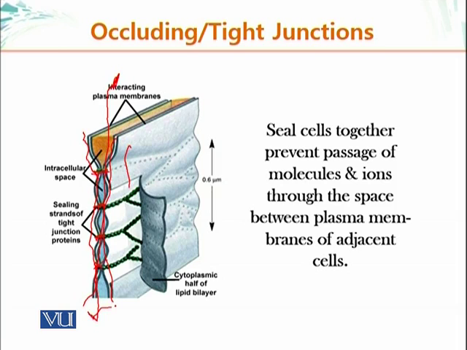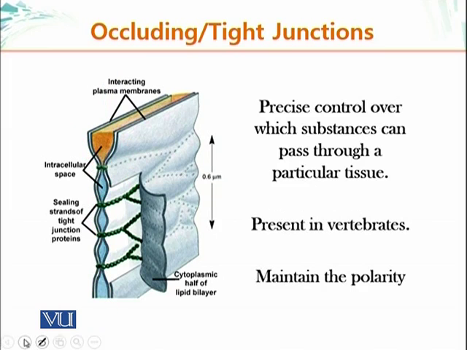These junctions, as you can see, somewhat look like stitches. Two fabrics have been stitched together. These junctions give cells precise control over which substances can pass through a particular tissue. One of the most common tissues you'll find these junctions in is the epithelial tissue. Epithelial tissue generally lines vessels, for example, blood vessels, and our digestive system also has a lining of epithelial tissue.